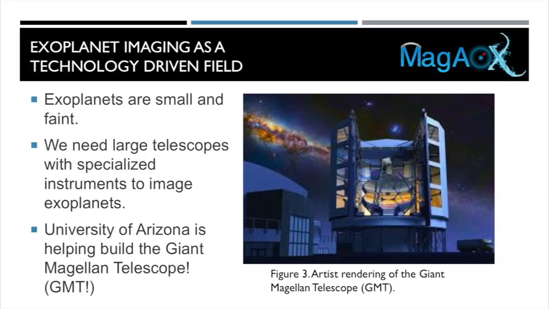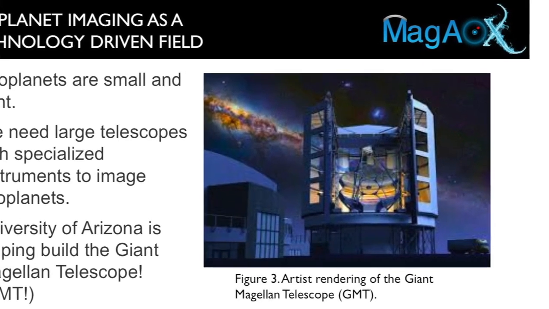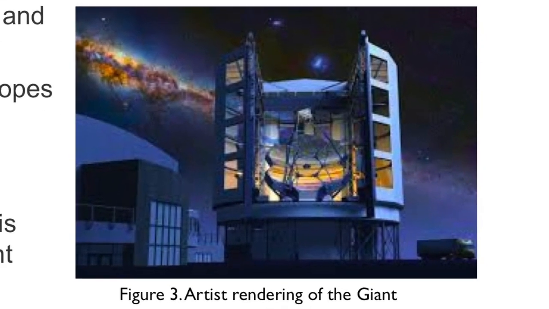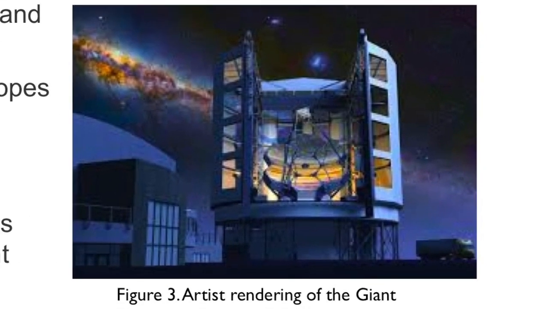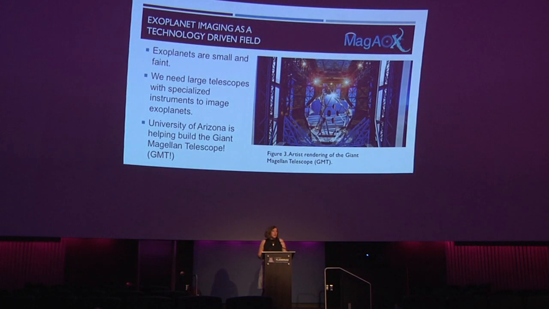And so the University of Arizona has been a key player in developing really large telescopes because exoplanet imaging is a technology-driven field. So right now we are involved with this project called the Giant Magellan Telescope Project. Within the next 10 years, these giant segmented mirror telescopes are going to be coming online. And so these telescopes have primary mirrors of 25 to 40 meters in diameter. To put that into perspective, the dome that we're sitting in today has a diameter of 15 meters. So we're talking telescope primary mirrors about twice as big as the dome that we're sitting in today.